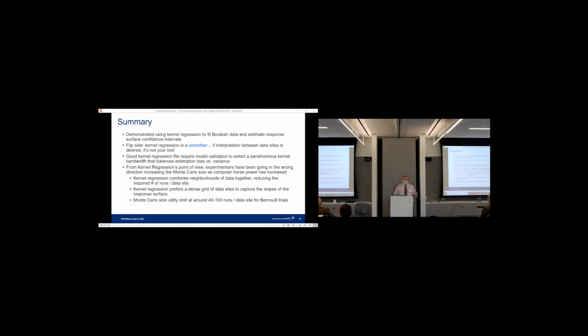In addition, we've been going down the road of running larger and larger Monte Carlos. I work in programs where we're running 1,000 sample Monte Carlos. And this tool is suggesting that that's not the right direction. Once you hit somewhere around 50 for binary data, you're running enough, and more data sites are beneficial.